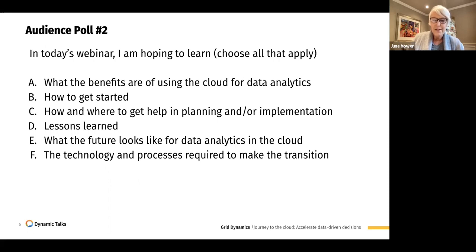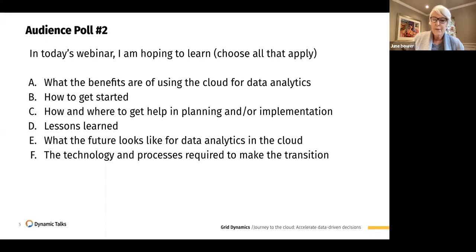I think that is incredibly exciting to think about what is coming. And I know there's a lot of exciting things coming we can tell you about today. And then the last one is, what are the technology and the processes that are required to make the transition? So it sounds like with the exception of the planning and implementation, we've got pretty good interest across the board on the other topics. So that's great. That's really helpful. Thank you guys for telling us.